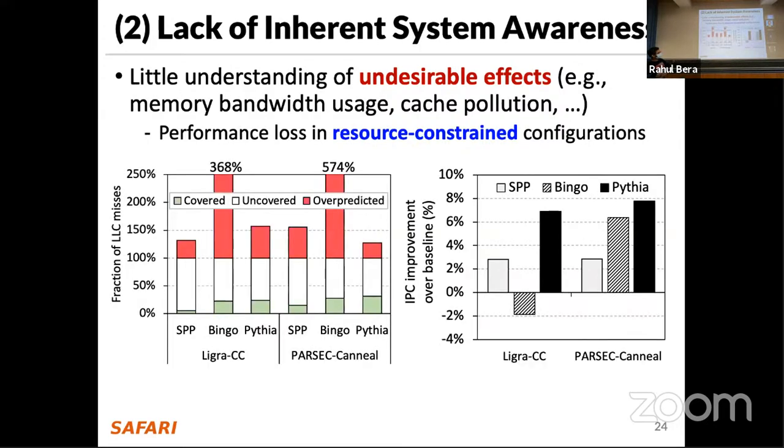So you have two different workloads, the Ligra CC and the Parsec Kennel. On the left-hand side, you have the coverage and over-prediction chart. On the right-hand side, you have the performance chart. So here you can see that the green part is basically the coverage. So we would want as high as possible. And the white part is the uncovered part. So basically we would want the white part to be vanishing and the green part to be as high as 100%.